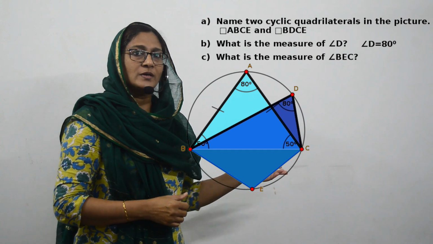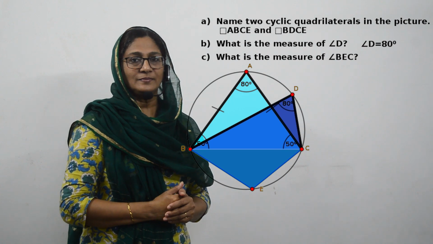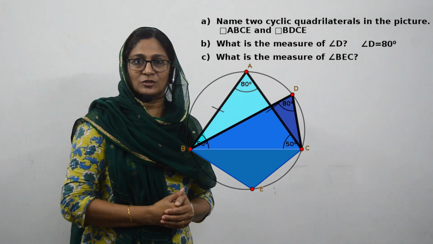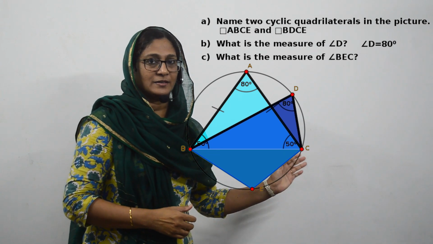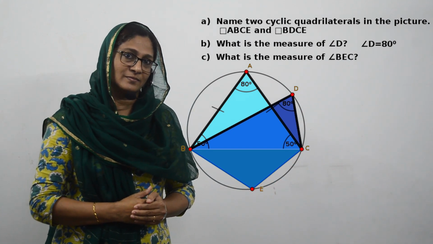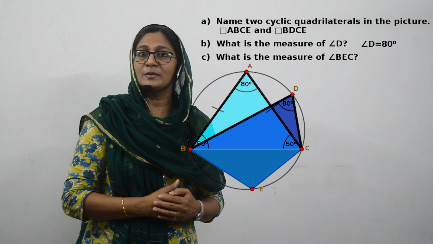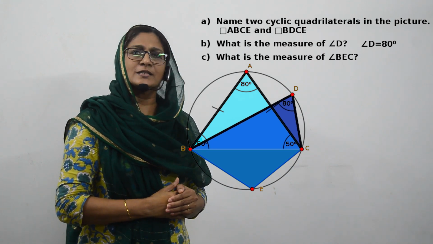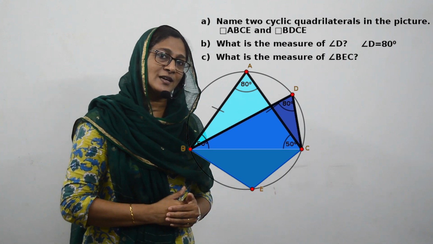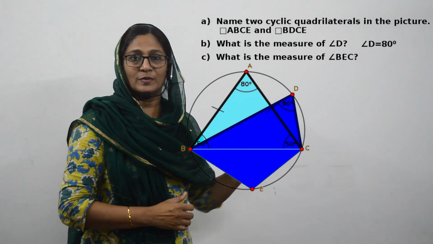Next, what is the measure of angle BEC? We know about 2 cyclic quadrilaterals in the picture. And angle E, that is angle BEC, comes in both those cyclic quadrilaterals. We also know that opposite angles of a cyclic quadrilateral are supplementary. Let us consider any one of the cyclic quadrilaterals. BACE is a cyclic quadrilateral. BDCE is another cyclic quadrilateral, as seen from the first part of the question.